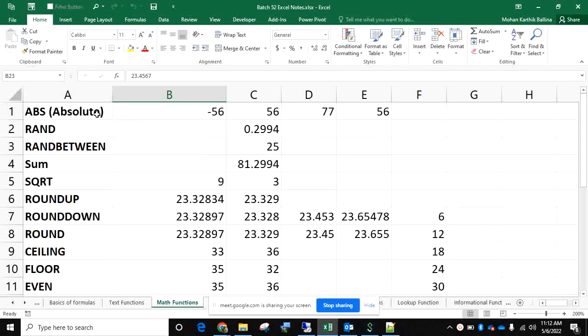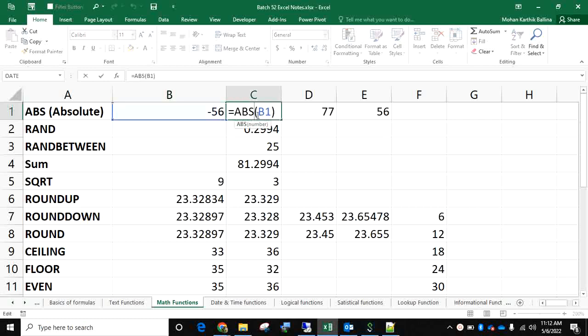Yeah, hi. So yesterday we discussed mathematical functions. Continuing from yesterday's session, just recapping, what is ABS? ABS is absolute value. It gives the number without sign.